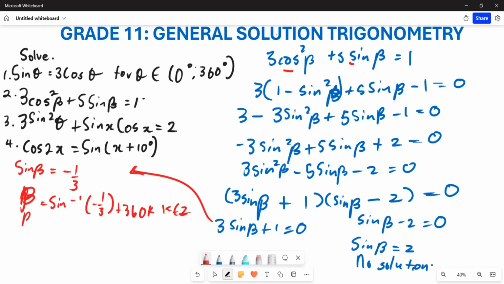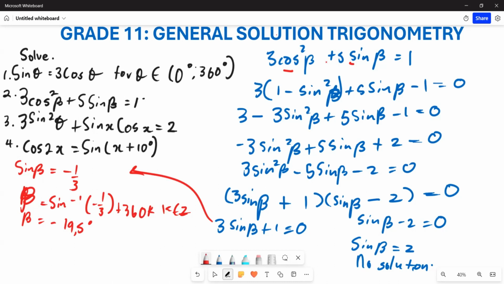Then your value of beta firstly here is going to be the solution that you're going to find for this one, which is negative 19.5 degrees, right? Now, the second thing that you're going to say is, where is your sine also going to be positive? Your sine is also positive in your second quadrant.